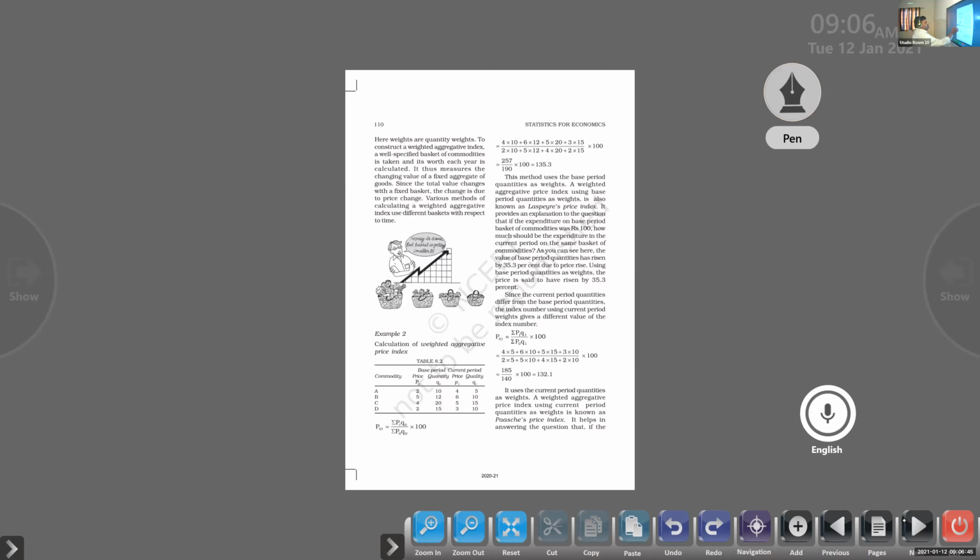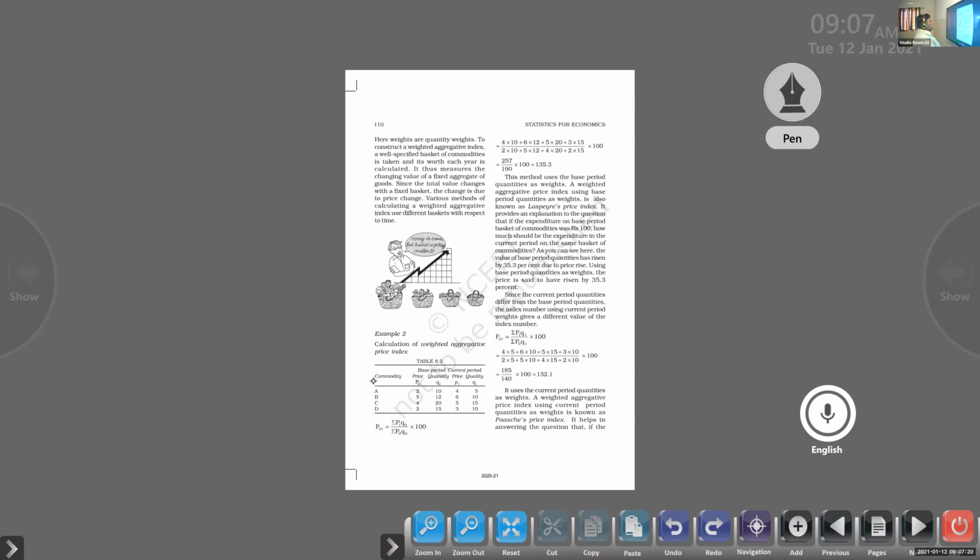Here is a caricature, you can see. In the base year, the person purchasing products is able to fill the basket entirely. Clear or not? But moving forward to later years, what is happening here? He is spending the same money, but the size of the basket and the products in the basket are decreasing, reducing. So we are discussing here that the weights are quantity weights.